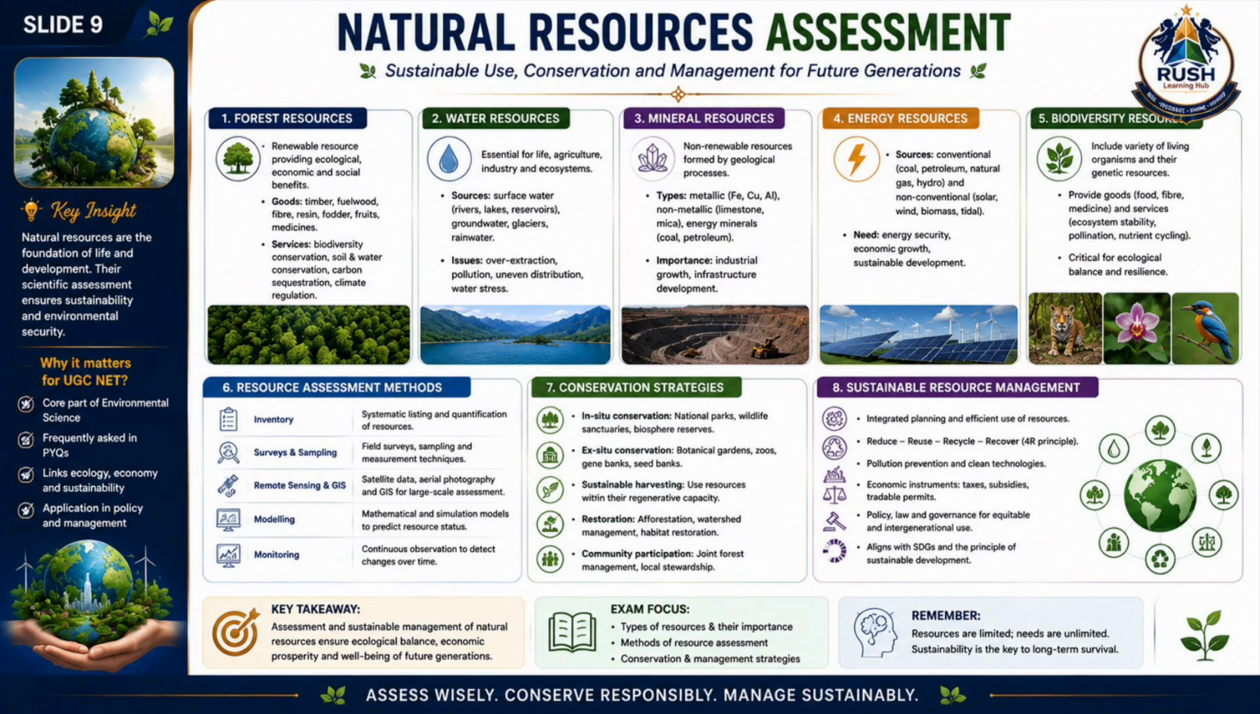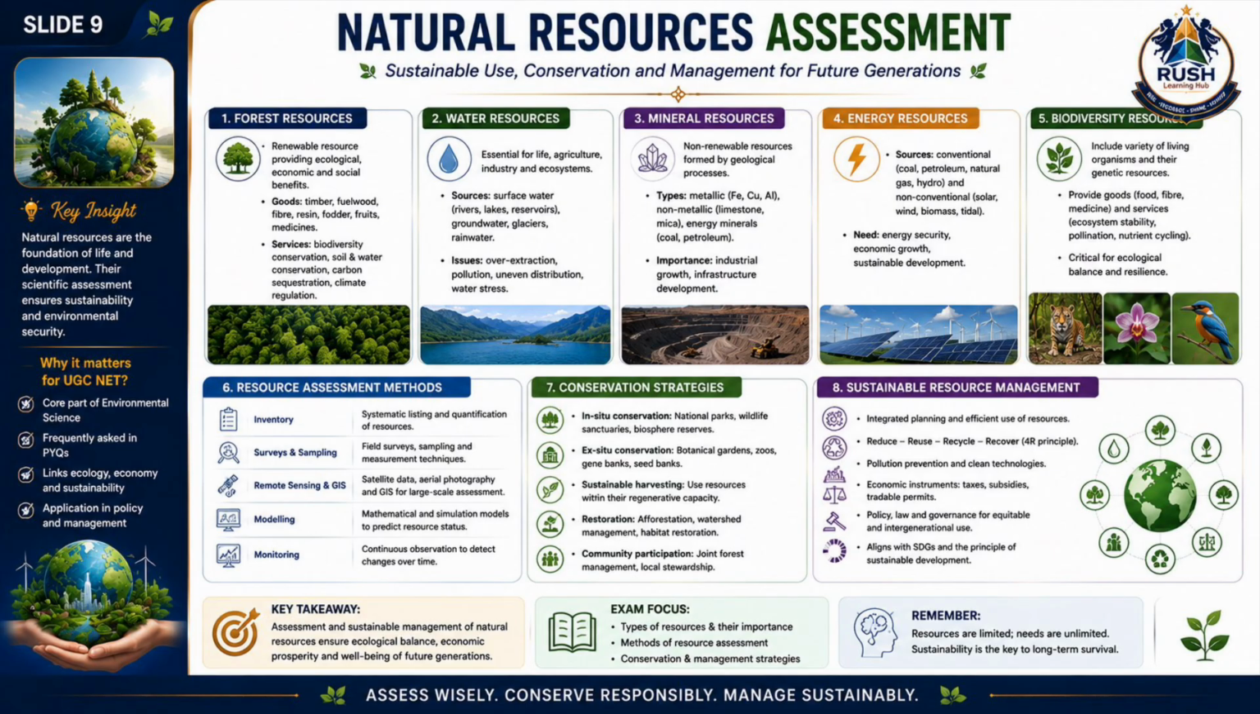Another important natural resource is biodiversity. Biodiversity refers to the variety of living organisms, including plants, animals, microorganisms, and their genetic diversity. Biodiversity supports ecosystem stability, nutrient cycling, pollination, food production, and ecological resilience. Loss of biodiversity reduces ecosystem functioning and threatens long-term environmental sustainability.